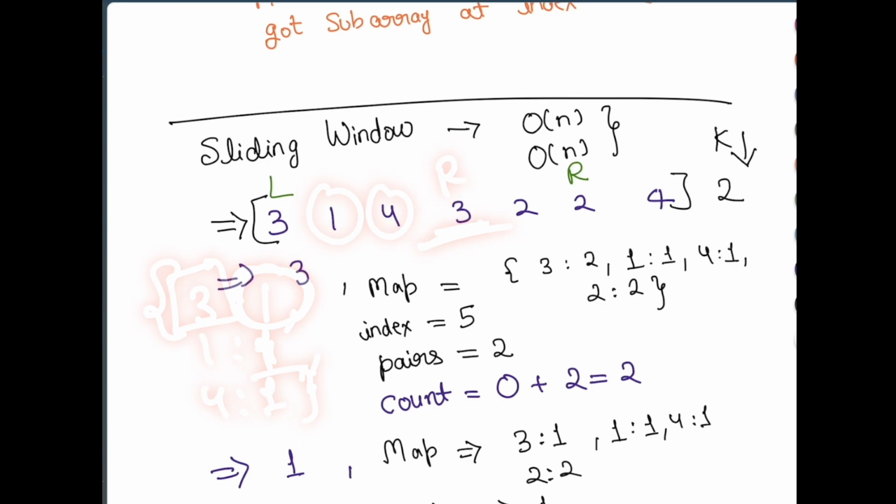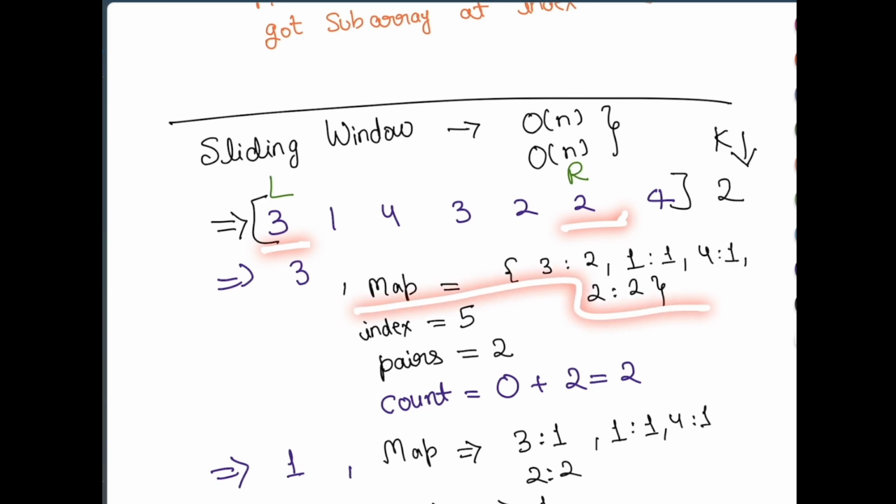I have an option to create one pair when my left is here and right is here. Then you can increase R, the right index, and create a subarray from this place to this place. This is your current mapping, and this is index number 5. The number of pairs is 2 because now we can form another pair. The moment we get the number of pairs as 2, we have one subarray right now which is valid.